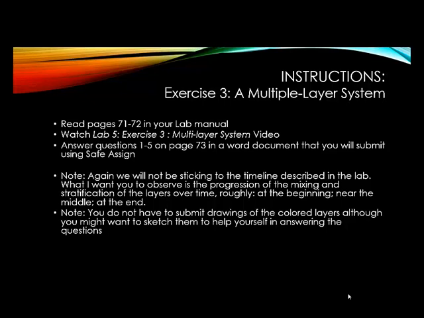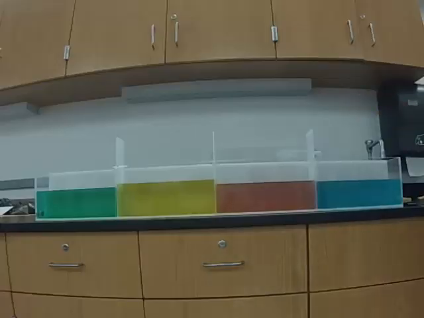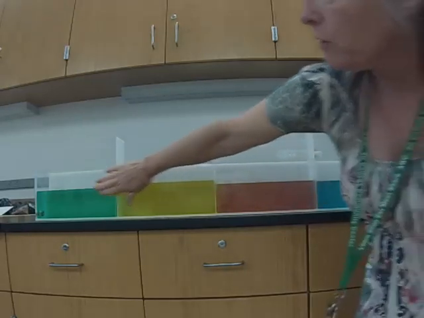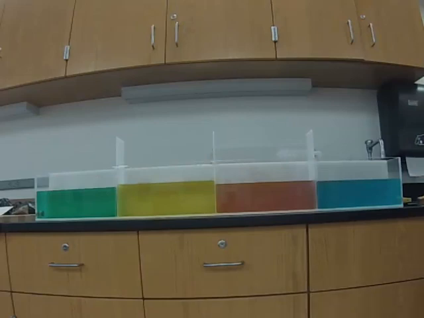Again, we will not be sticking to the timeline described in the lab. I just want you to observe the progression of the layers over time, the beginning, the middle, and the end. Again, you do not have to submit the drawings of the colored layers, although sketching them will probably help you to answer the questions. I have now set up a system with 4 different densities. We have the blue, cold salty, the red, warm salty, the warm fresh, and the cold fresh.